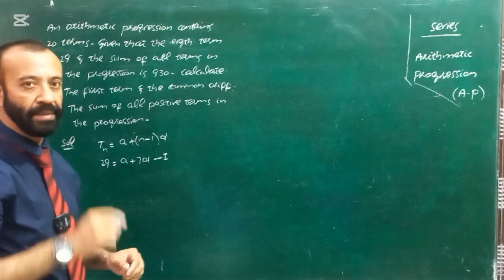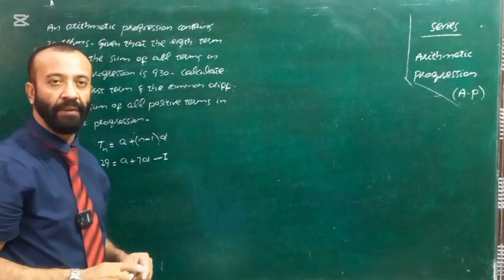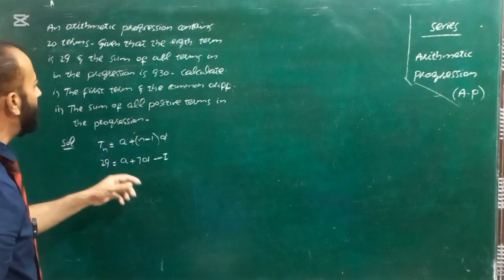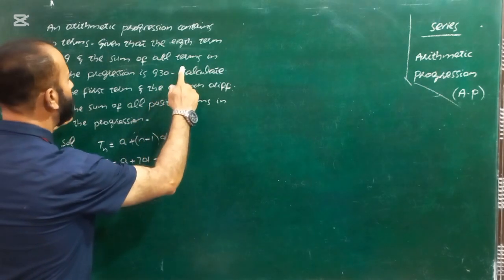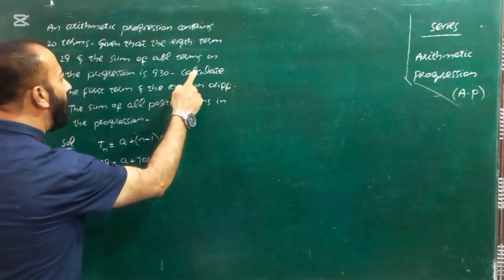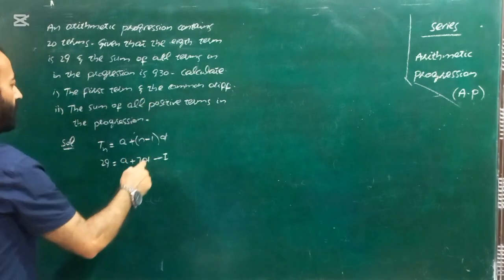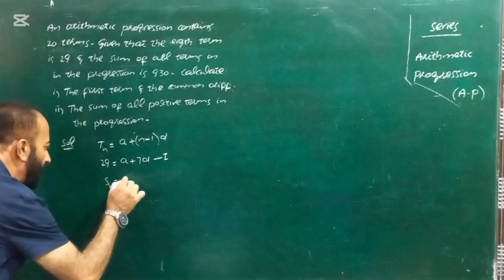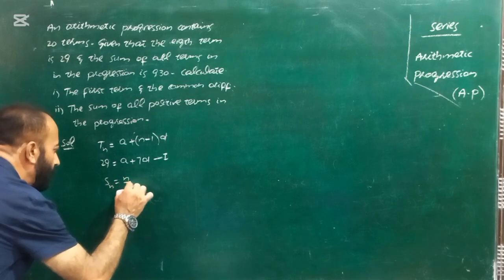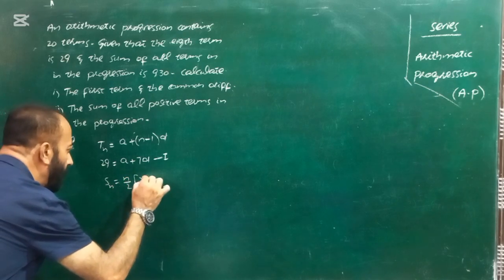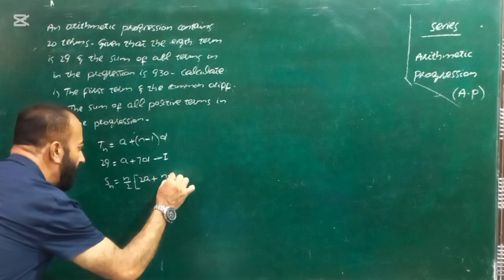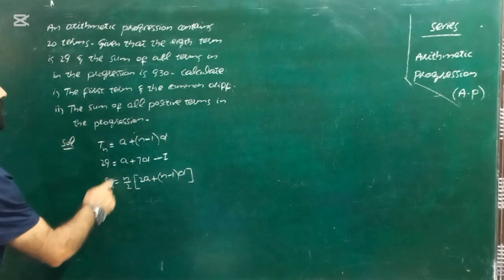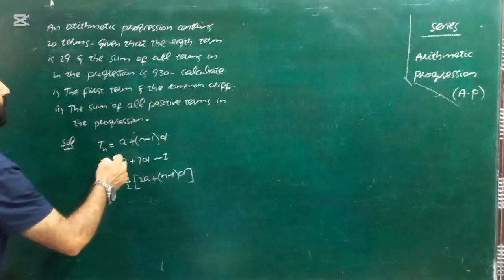So actually these will become simultaneous equations, so we will solve it simultaneously to get the answers of a and d. So this is the first equation. So now move further. The sum of all the terms in the progression is 930. So first the formula of the sum of the terms, that is Sn is equal to n by 2 into 2a plus n minus 1 into d. Okay, this sum is given, that is 930.